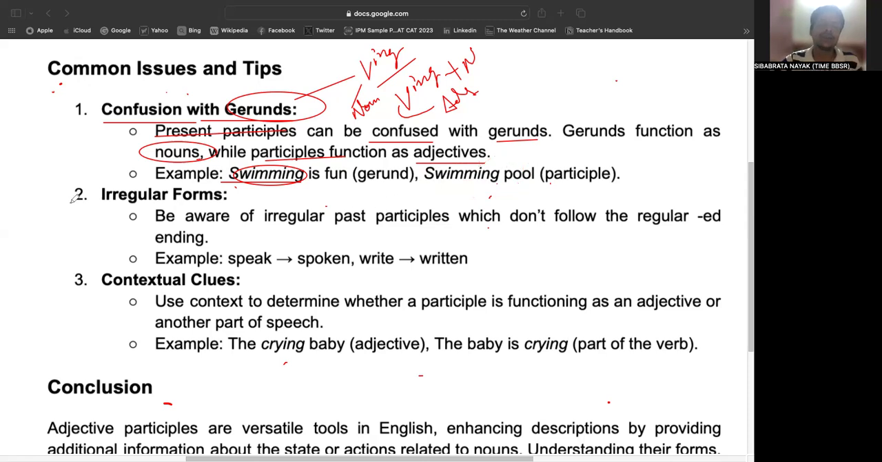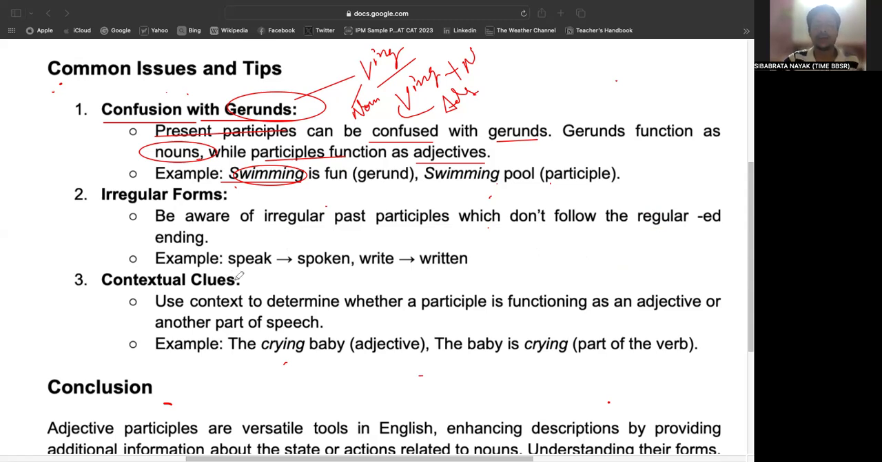The second one is the irregular forms confusion, under common issues and tips. Irregular forms means what? Be aware of irregular past participles which don't follow the regular -ed ending. Sometimes I find students say that speak becomes spoked, because they believe that watch becomes watched, so speak becomes spoked also, right? Sometimes they also say go, went, goed, instead of go, went, gone. So it is a kind of confusion.